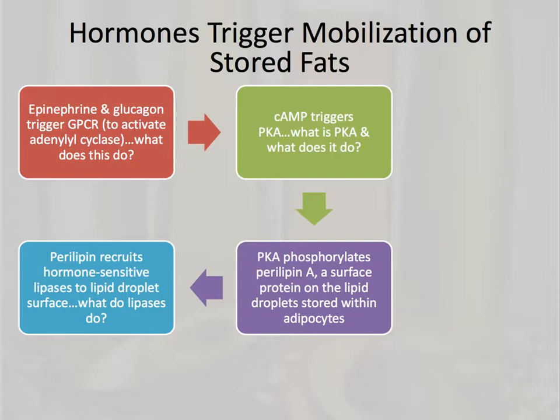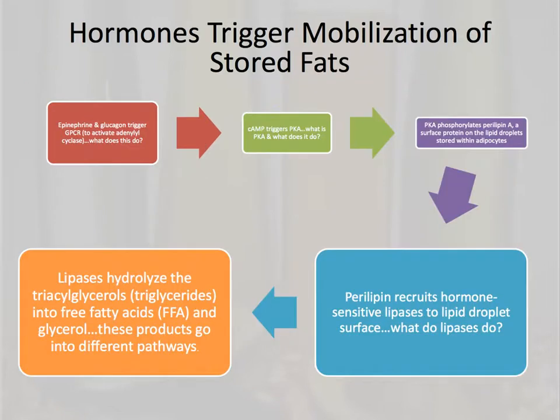They break them down to make fatty acids. Okay. And technically, it makes sense. Perilipin A is what recruits them to the right area to break it down. Otherwise, it's not going to make any sense. Okay, so they're hydrolyzing TAGs, the triglycerides, the triacylglycerols, into free fatty acids and glycerol.